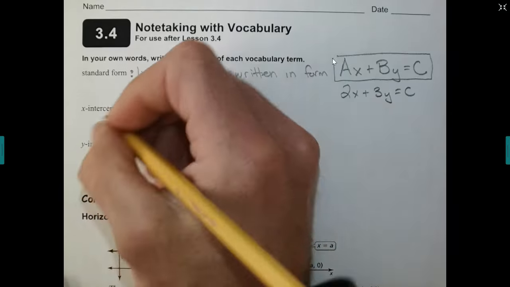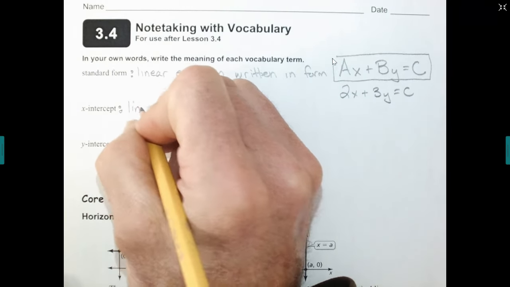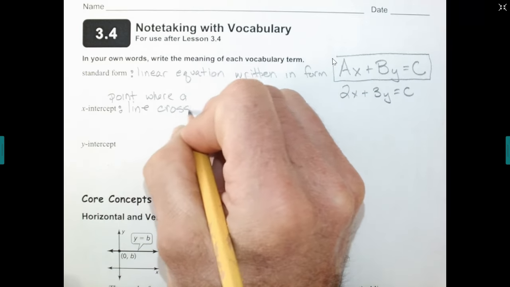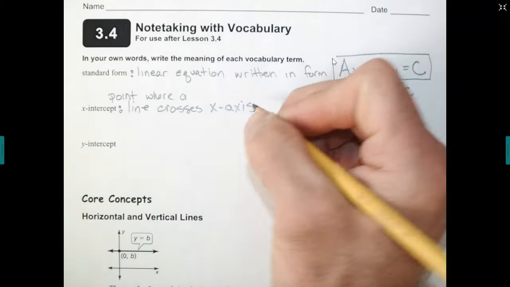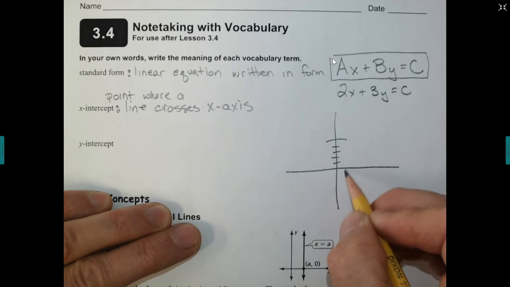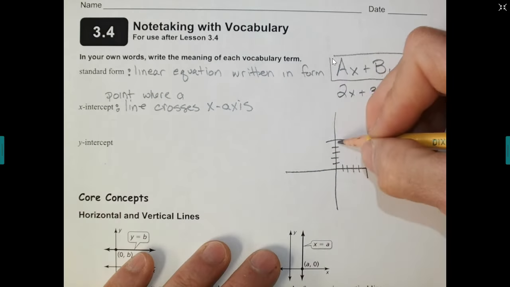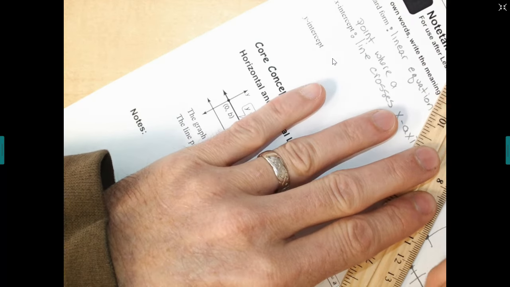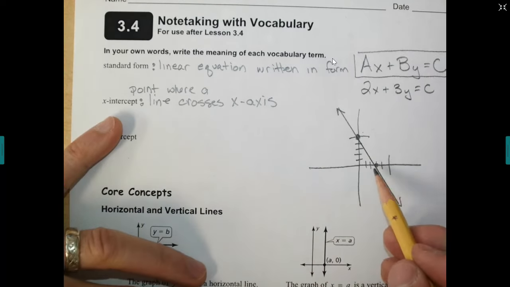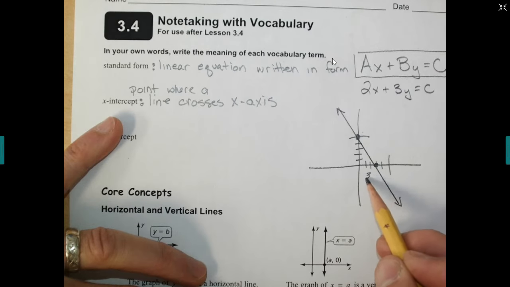All right, x-intercept. What is the x-intercept? Well, it's the point where a line crosses the x-axis. So, if I were to have this graph, and I have a line that goes through these 2 points, I have a line going through these 2 points. My x-intercept is where it crosses the x-axis. So my x-intercept is 3, 0.